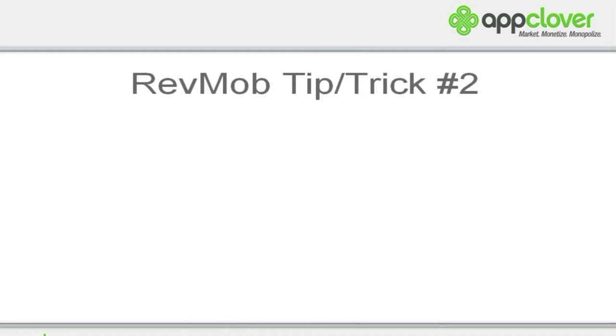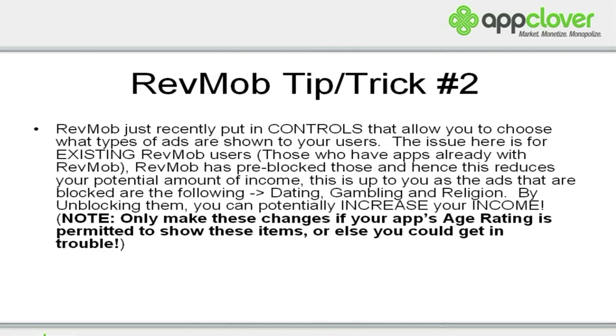Alright. Another tip or trick is RevMob just recently added controls that allow you to choose different types of ads, such as dating, gambling, religion. They are for older audiences, so if you have an app that caters to an older audience, that's fine. Then you can go and uncheck those and allow those types of ads to show, and that will increase your revenue even more. But just make sure that you make these changes only if your app's age rating permits you to show these sort of ads.